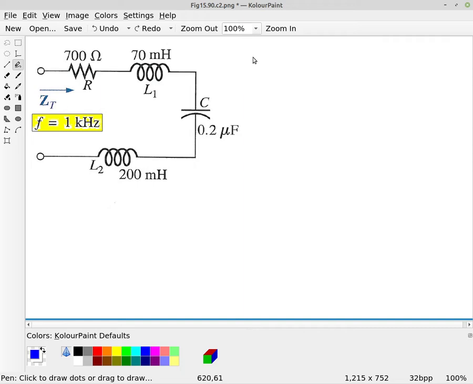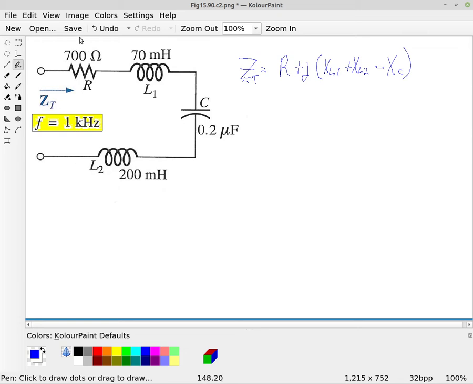We know that for a series circuit, we can calculate the total impedance Z, which is going to be the resistance plus j times the inductive reactance. We have two of them, so it would be X of L1 plus X of L2, minus the capacitive reactance, which we just have the one of. So all we're doing is just adding these up.